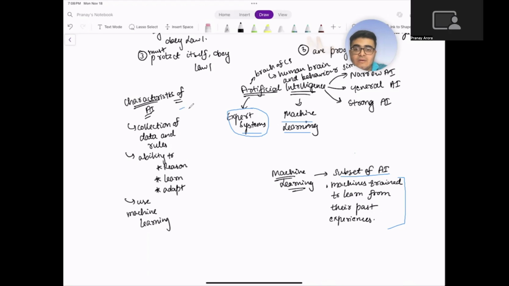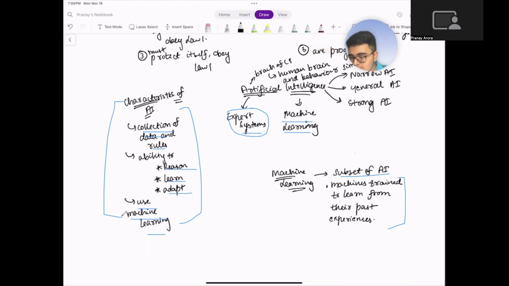What are the characteristics of AI? Like we did characteristics of robots, there are characteristics of AI also. So, a collection of data and rules, the ability to reason, to learn, and to adapt to their surroundings or to their previously done mistakes, and they use machine learning. So these are the characteristics of artificial intelligence. Hope this is clear to you.